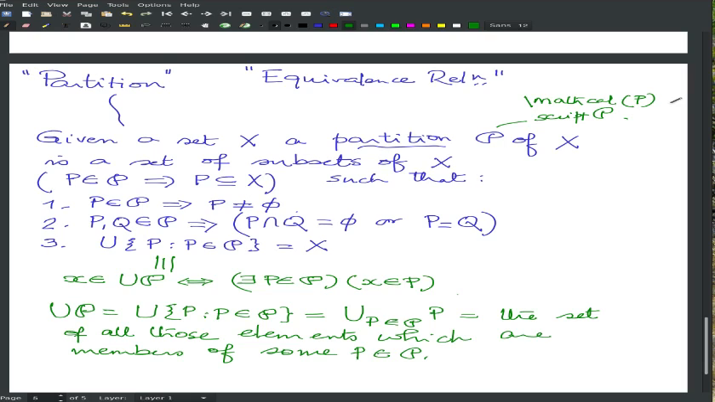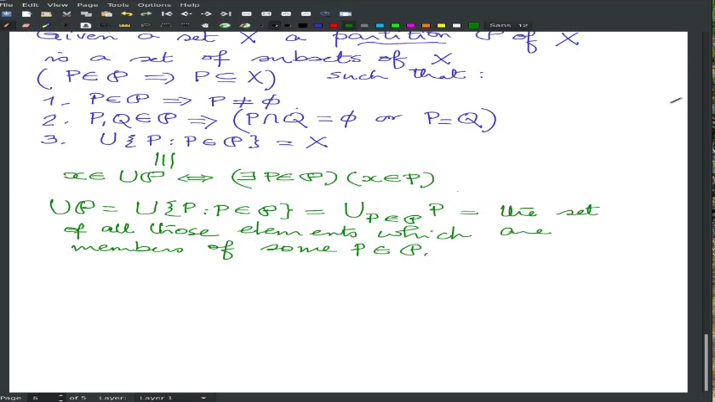So script P is a set of subsets of X, and what is the union of P? Well, script P is a set of subsets. I take all those members which are in some one of the members in script P. That's it. Okay? So now, I'll pause a little bit. Is this clear?